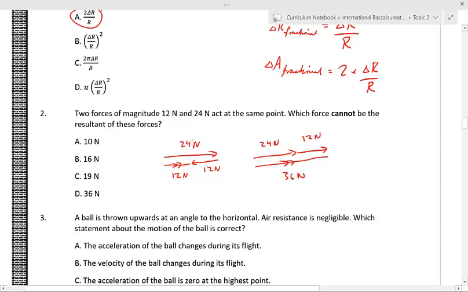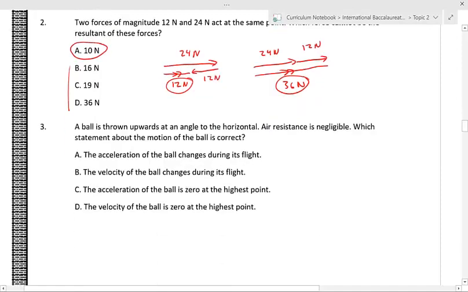So the values that we can get are any values between 12 and 36, basically. So all of these are between 12 and 36. This one is not, so it's A.